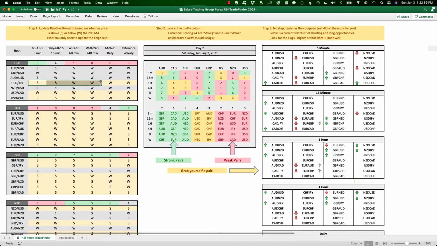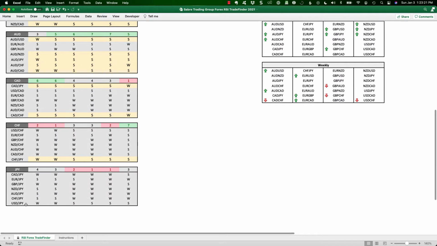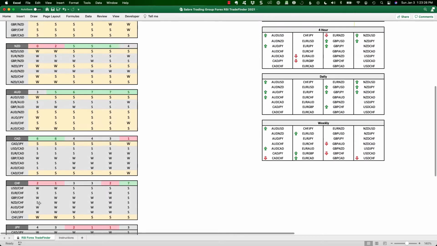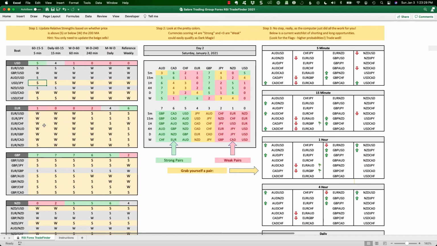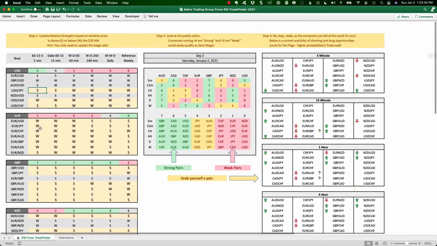Now we only need to type in the assets that are beige, because the assets that are gray are going to be typed in elsewhere. Because basically, if the US yen is strong on the 5-minute chart, that automatically means that on the yen boat, if we compare it to the USD, it's going to automatically be weak. So the spreadsheet types in 50% of the information for you. We only need to fill in half of the fields because it's going to be relative to the others.